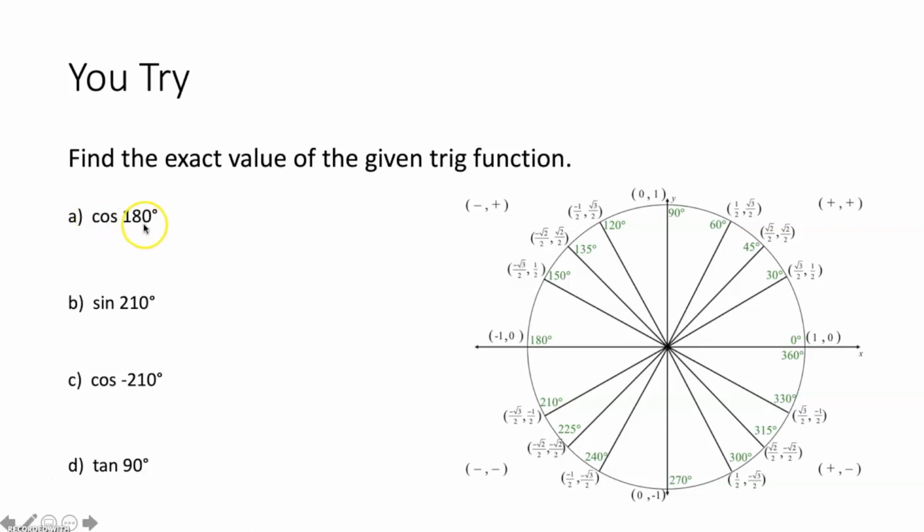Okay, first we want to evaluate cosine of 180 degrees. So we find 180 degrees on the unit circle. Remember, cosine is just equal to the x-coordinate of your given point. So what is the x-coordinate here? That would be negative 1, meaning cosine of 180 degrees is equal to negative 1.